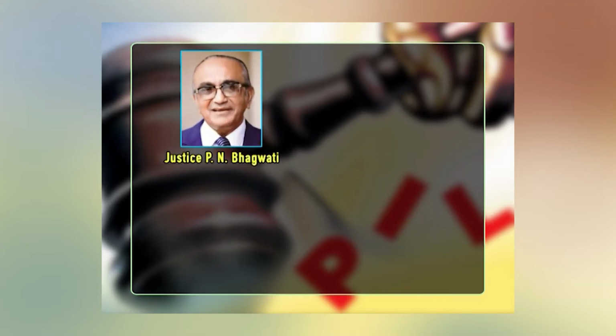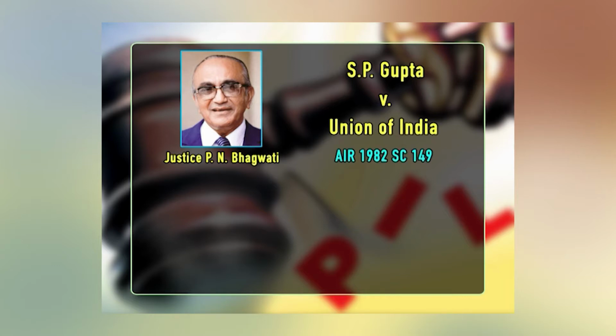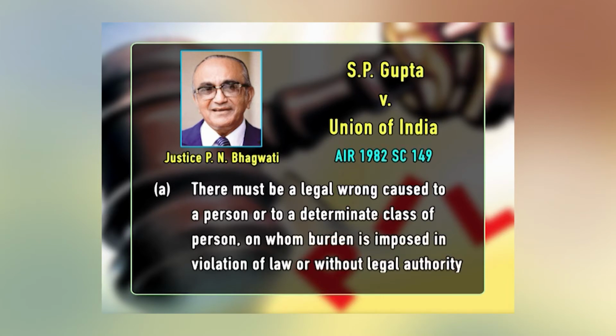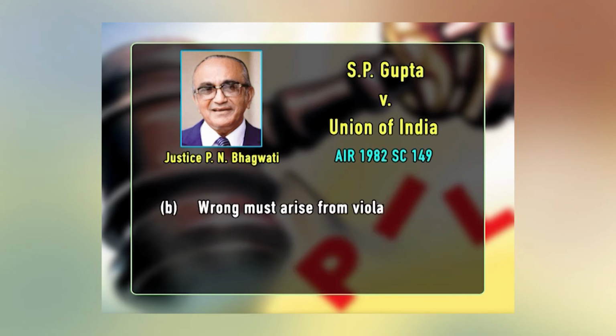Certain essentials were laid down by Justice Bhagwati in the case of S.P. Gupta versus Union of India. First, there must be a legal wrong caused to a person or to a determinate class of persons on whom burden is imposed in violation of law or without legal authority. Second, the wrong must arise from violation of any constitutional or legal right.